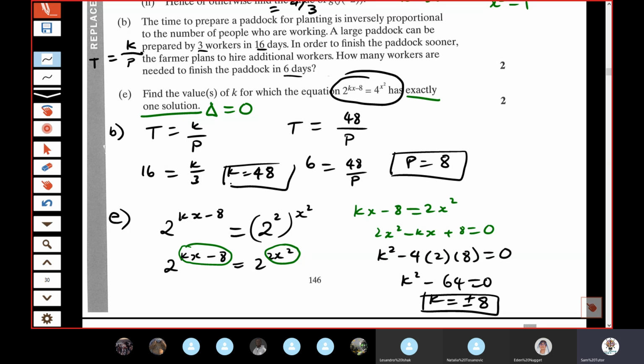Great question. So they're related, as you can see: exponential equations with quadratic discriminants. Completely allowed. Yeah, very important, that first step. You've got to make sure the bases are the same.